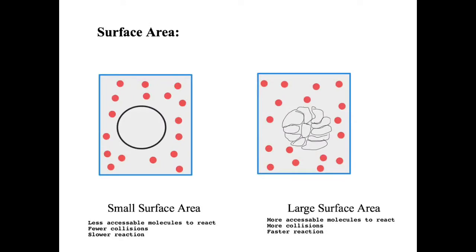The next way we can change the rate of a reaction is by changing the surface area of one of the reactants.